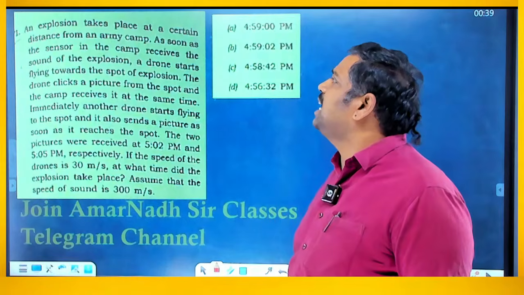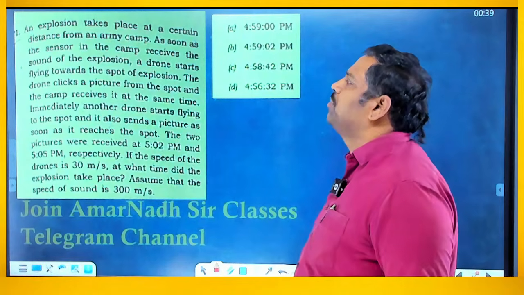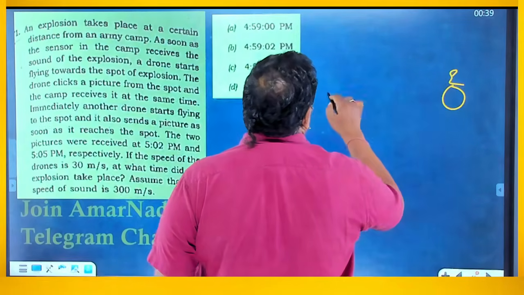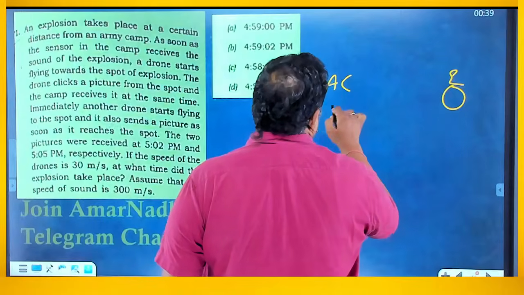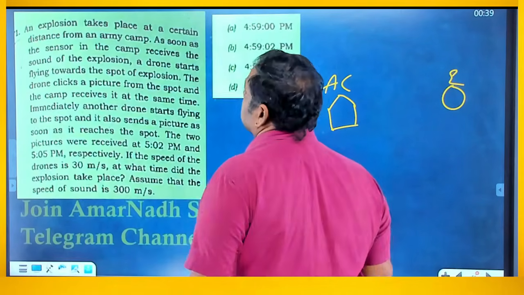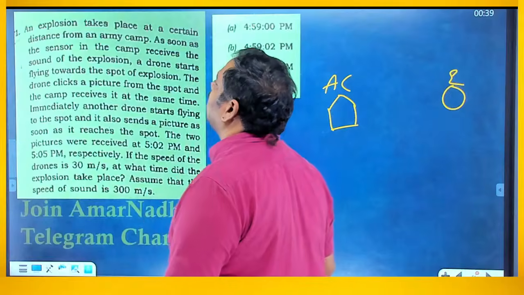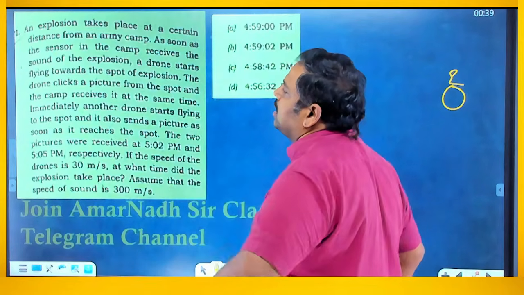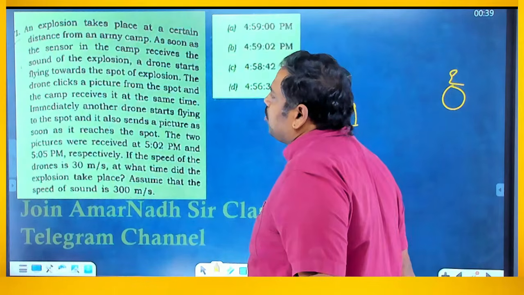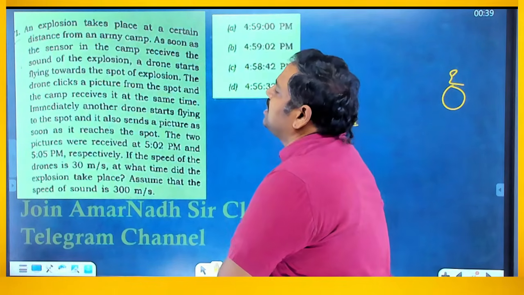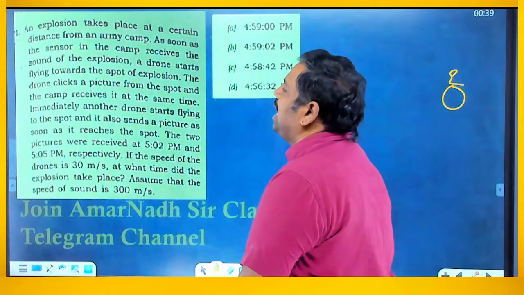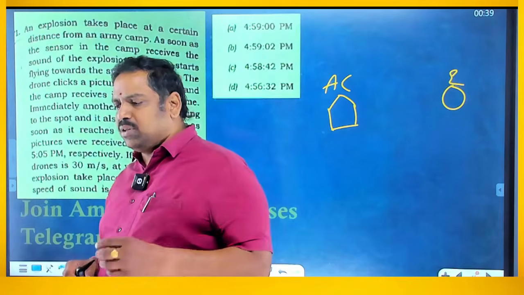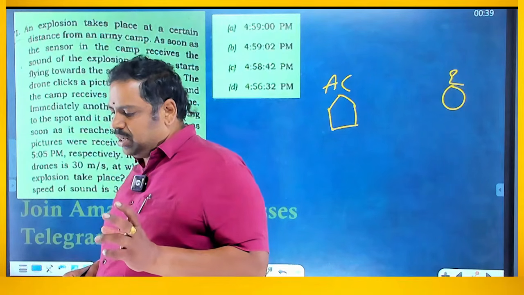An explosion takes place at a certain distance from an army camp. Assume this is the explosion spot and this is the army camp. As soon as the sensor in the camp receives the sound of the explosion, a drone starts flying towards the spot of explosion. The drone clicks a picture from the spot and the camp receives it at the same time. Sir, he uses some beautiful statements in this one.